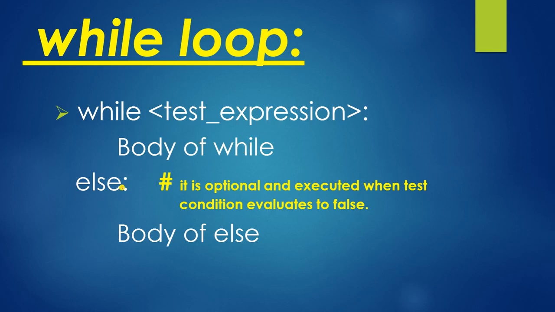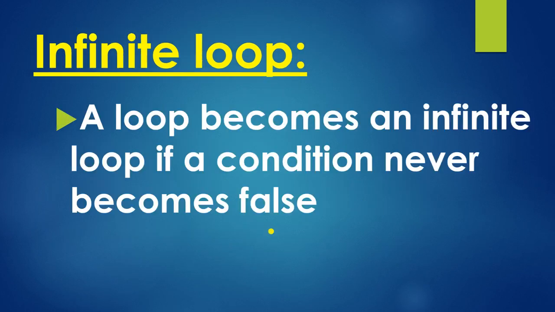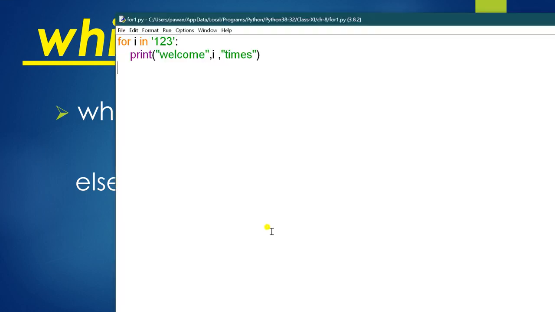The else part is also here. It is an optional part, executed when the test condition evaluates to false. And then this is the body of the else. Now we have to run some Python programs related to while.